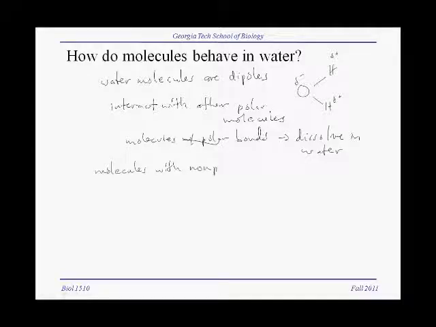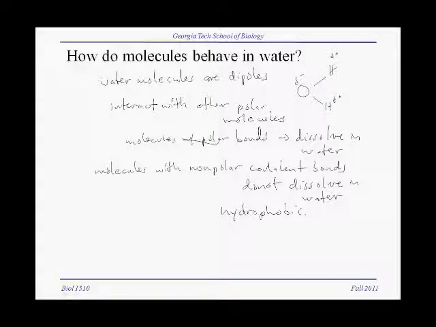The molecules with polar bonds that dissolve in water, we call them hydrophilic, meaning they love or like water. What else dissolves in water? Well, in addition to molecules that have polar bonds, ions, like the sodium and chloride ions.